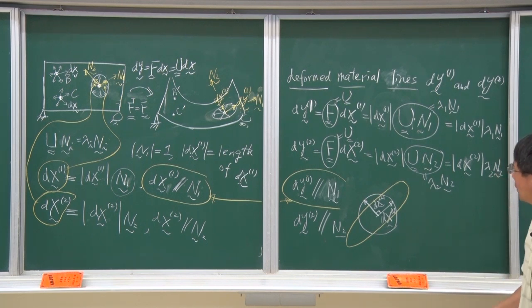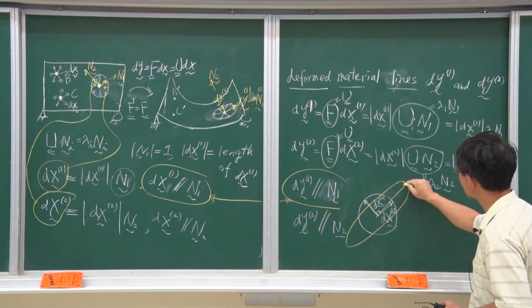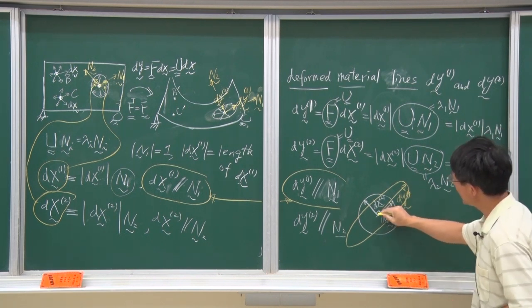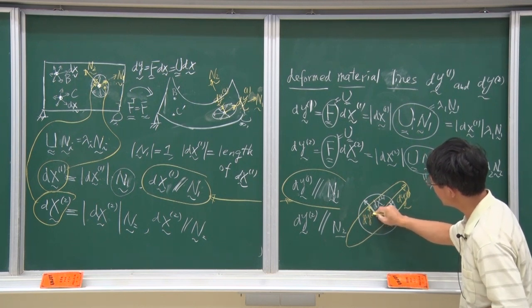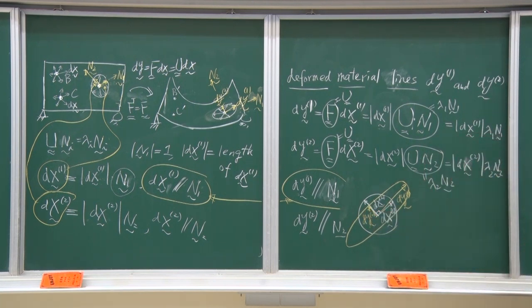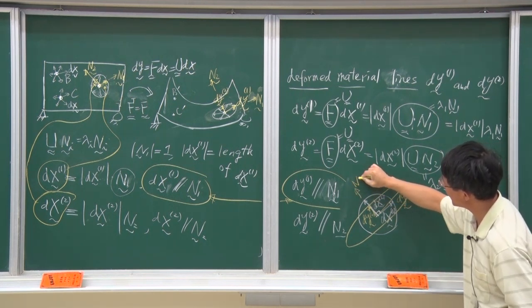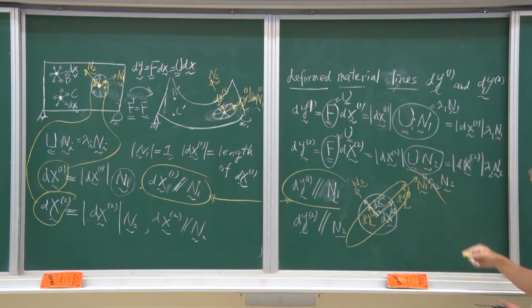我们证过一个圆形的材料点会变成一个椭圆形的材料点，就这样。Okay, and then see here, we have dy1, okay? And this is dy2, understand? See here, and this is n2 direction, still in the n2 direction, it's the n1 direction, okay? See, what happened to this material point?